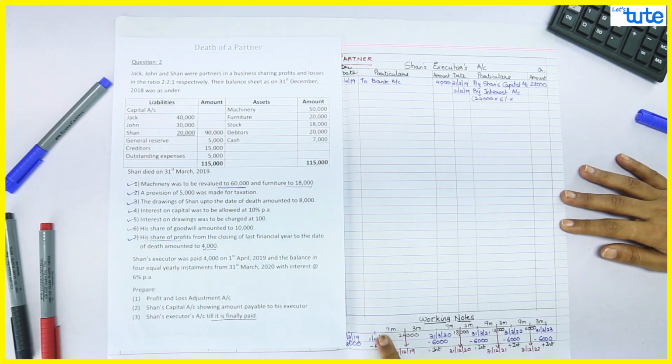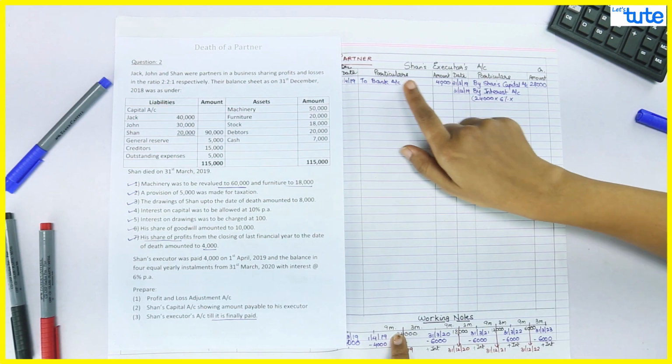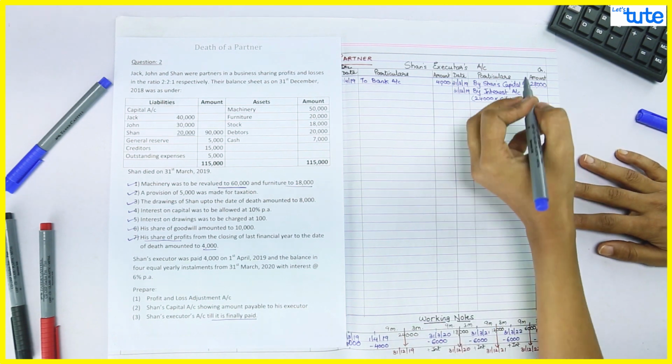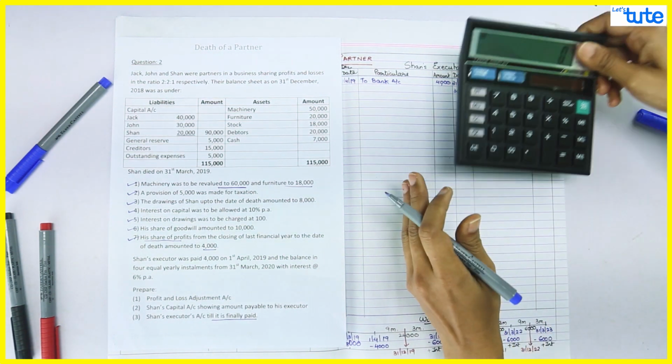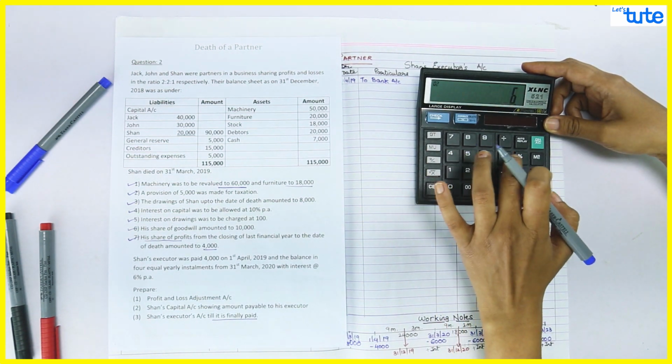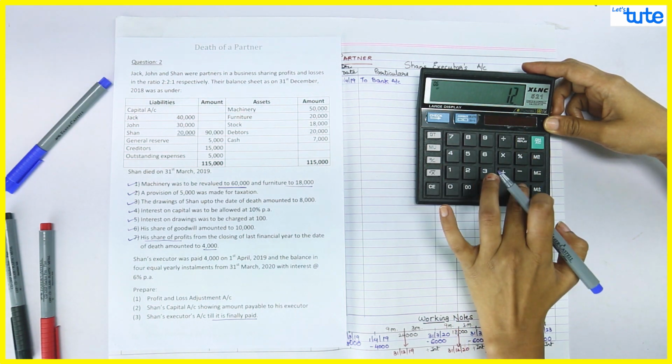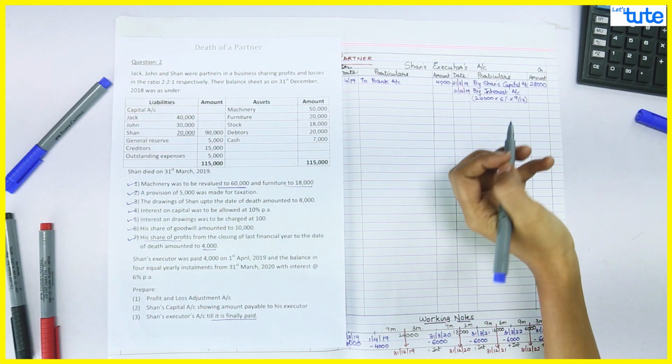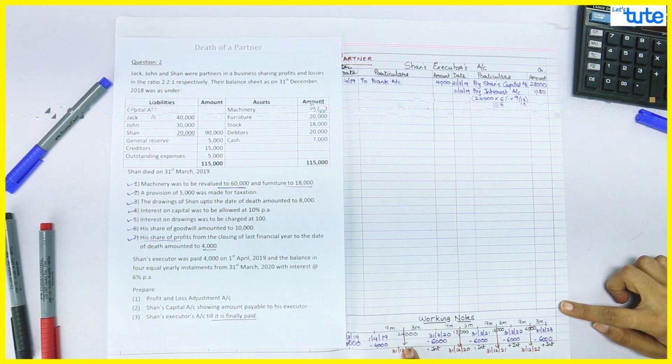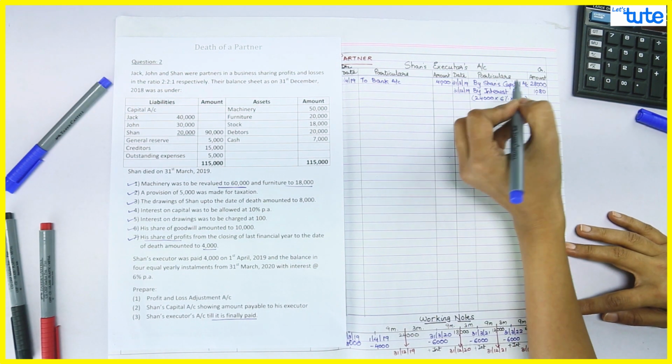So this would be 24,000 into rate of interest 6% per annum, into this period from 1st April to 31st December, which is 9 months, so into 9 by 12. So 24,000 into 6% into 9 divided by 12. So that comes to 1080. And since there is a year end, we need to close the books.